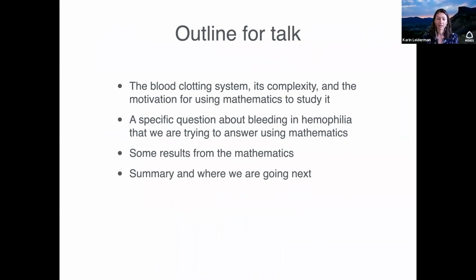So just a brief outline. Today, I'm going to start with a refresher of the blood clotting system and highlight its complexity, which is really my motivation for using mathematics to study it. And then I'll talk about a specific question relating to bleeding in hemophilia that we're trying to answer using a mathematical approach. And I'll talk about some of our mathematical results and some experimental results that we use to validate some of the mathematical ideas that we came up with. And then I'll summarize where we are and where we're going next with the research.